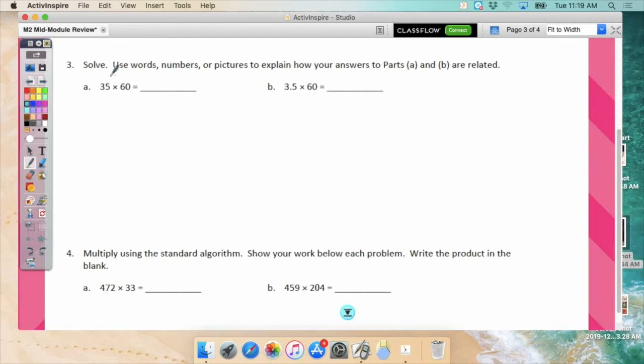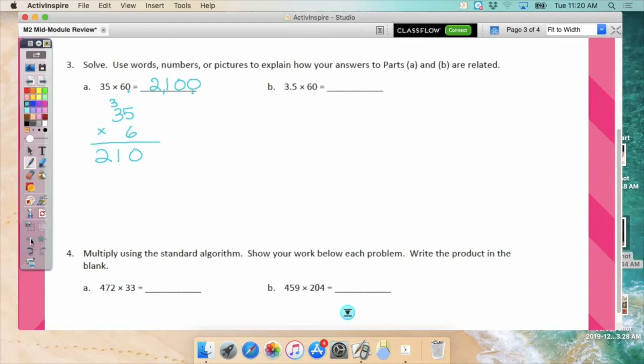So how are you going to solve this? 35 times 6. Isn't it easier to take that 0 off and put it back on? Yes. Okay, so my answer to this one is what? 2,100. Because that 0 right there that I took off, I had to put back on. Okay? All right. Or 2,100.